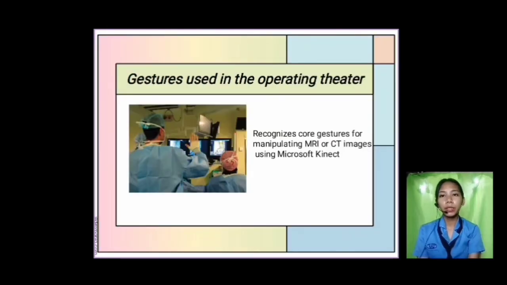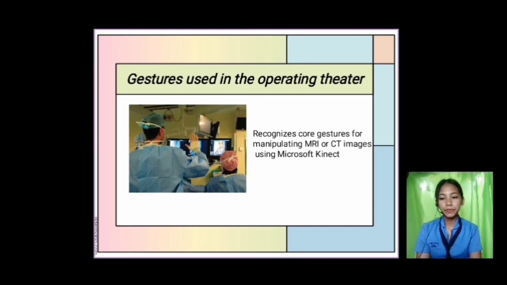Gestures used in the operating theater: a system recognizes core gestures for manipulating MRI or CT images using Microsoft Kinect. One area where gesture interaction has been developed is in the operating room. Surgeons need to keep their hands sterile during operation, but also need to be able to look at X-rays and scans during an operation. However, after being scrubbed and gloved, they need to avoid touching any keyboards, phones, and other non-sterile surfaces.